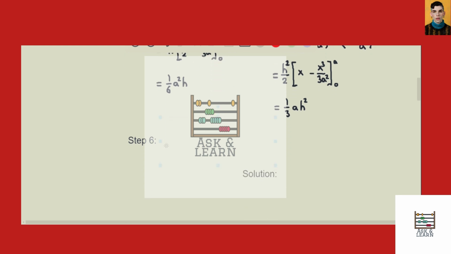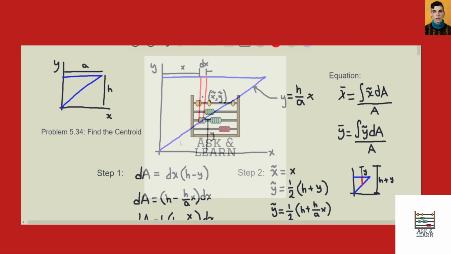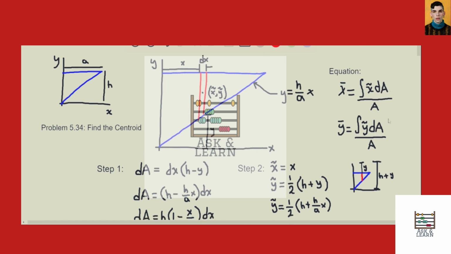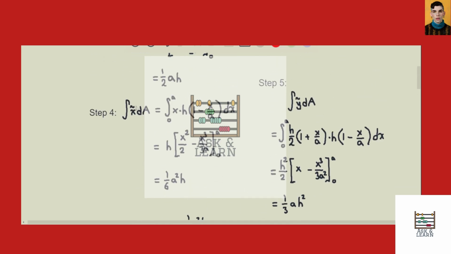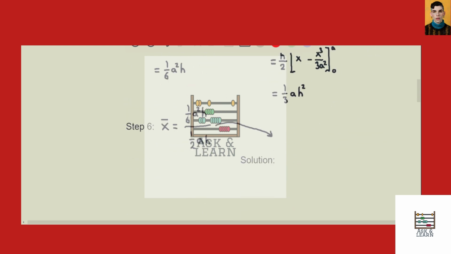Alrighty, we are almost to the end. Let's go. So x bar is going to be, let's go back up to this equation. X bar is the integral of x tilde dA over A. We've solved for both of these, right? So 1/6 a squared h, that's what we determined this is, and 1/2 ah is what the area is.